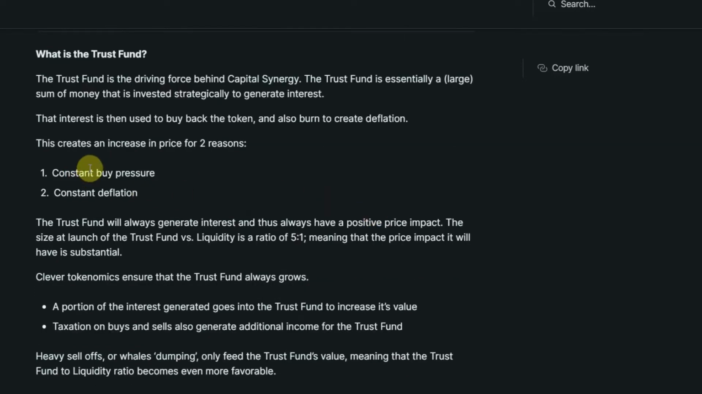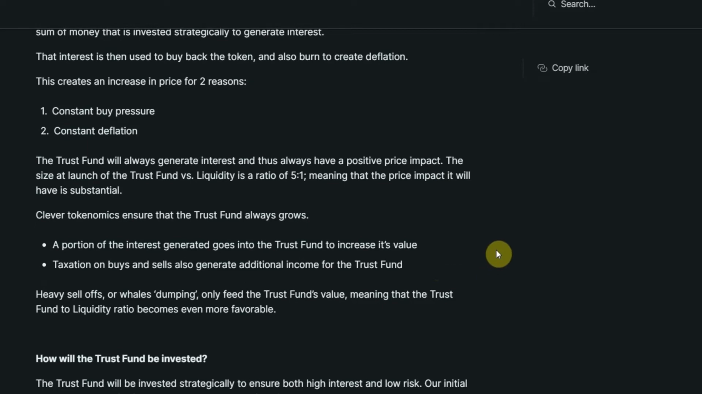Okay, the best words that I want to hear in DeFi: buy pressure, a lot of people buying, and then there's deflation. Okay, the trust fund will always generate interest and thus always have a positive price impact. The size at launch of the trust fund versus liquidity is a ratio of 5:1, meaning that the price impact it will have is substantial.